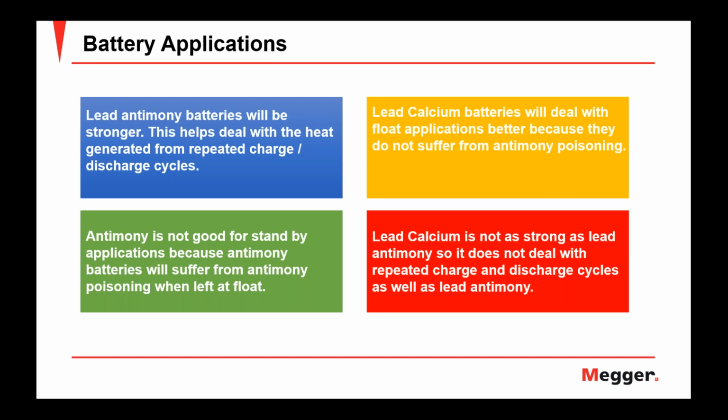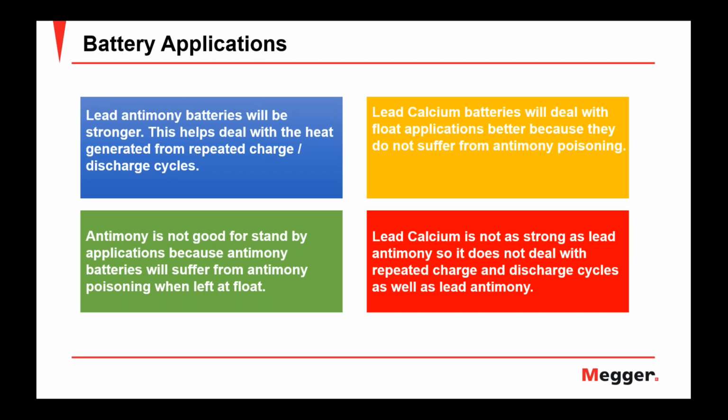Now, lead antimony batteries. Let me first start by saying originally lead acid batteries were always pure lead. Pure lead batteries can have some of the longest lifespans. However, one of the problems you run into is that they don't handle heating effects very well. Lead is a soft metal, and also you couldn't build them up very high. So we started making lead antimony batteries.